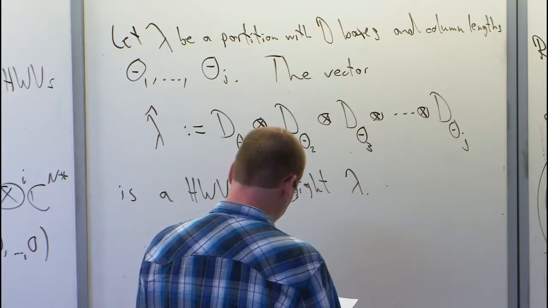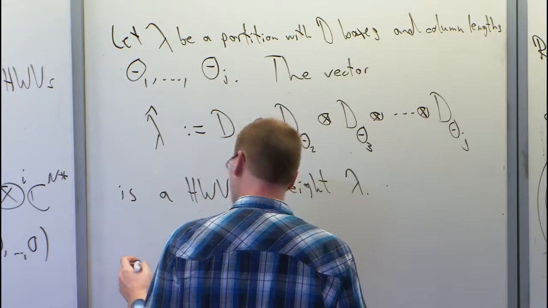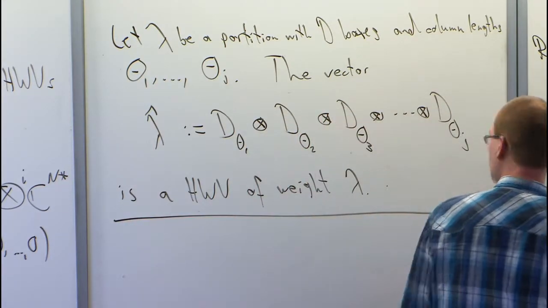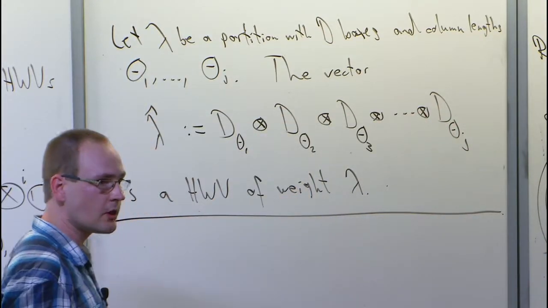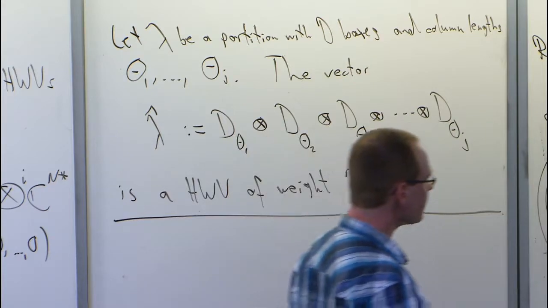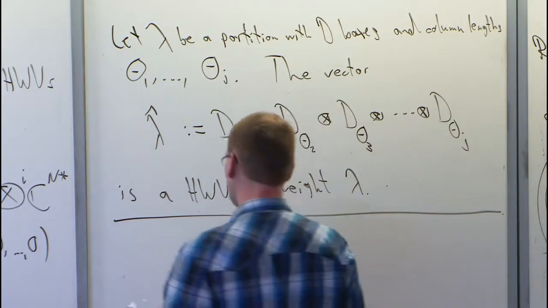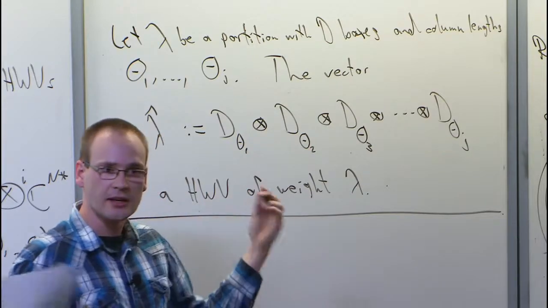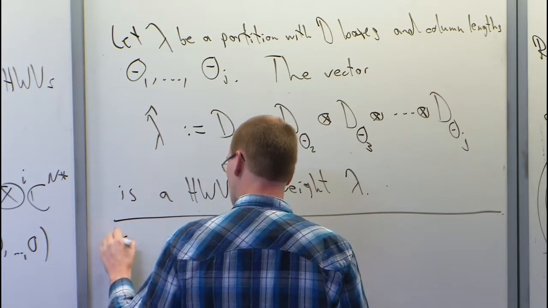Since the actions of the general linear group and the symmetric group commute, whenever something is a highest weight vector, see this was only defined using notions of GLN, you can now also apply permutations from the symmetric group on D letters, and you still get a highest weight vector. This is because the actions commute.